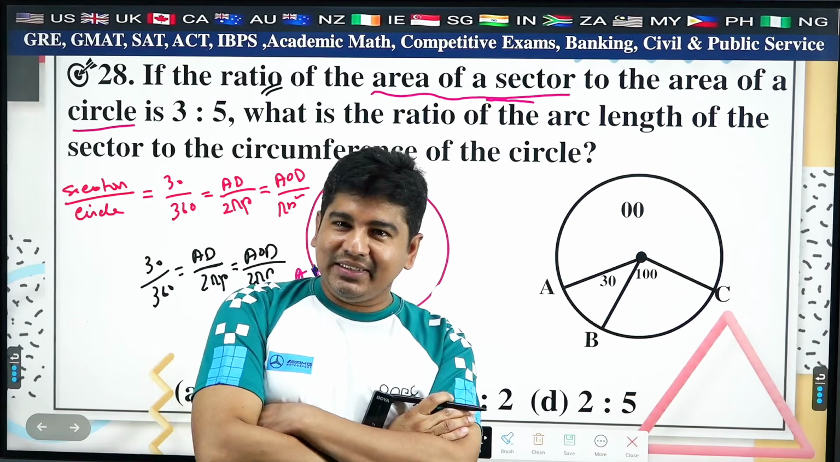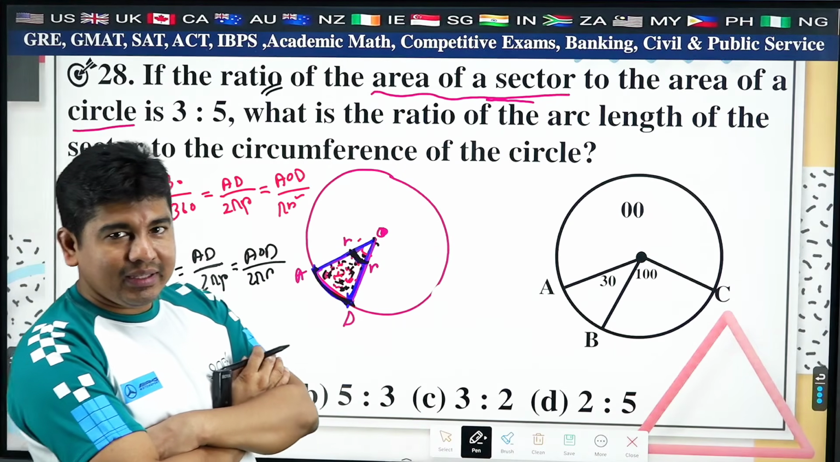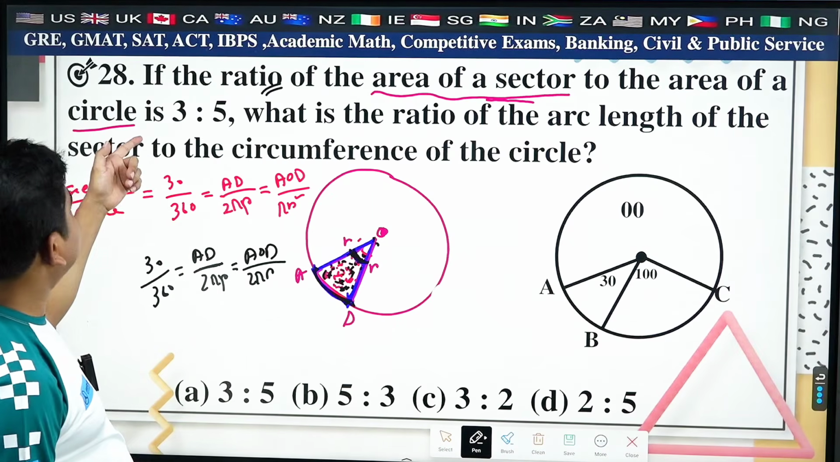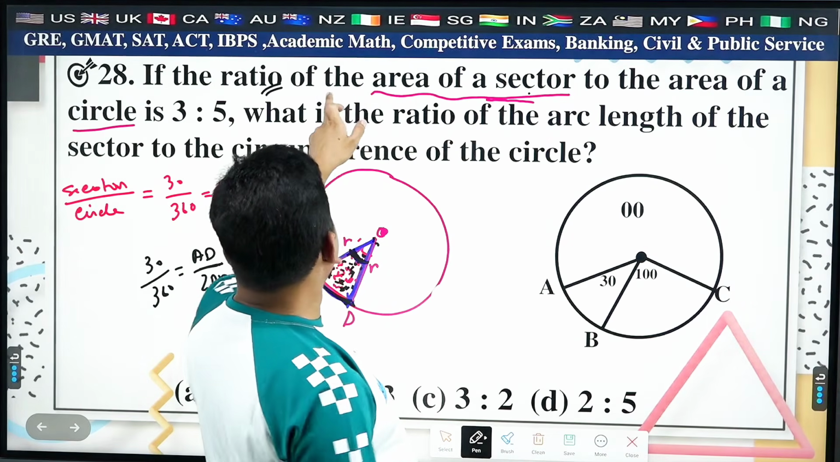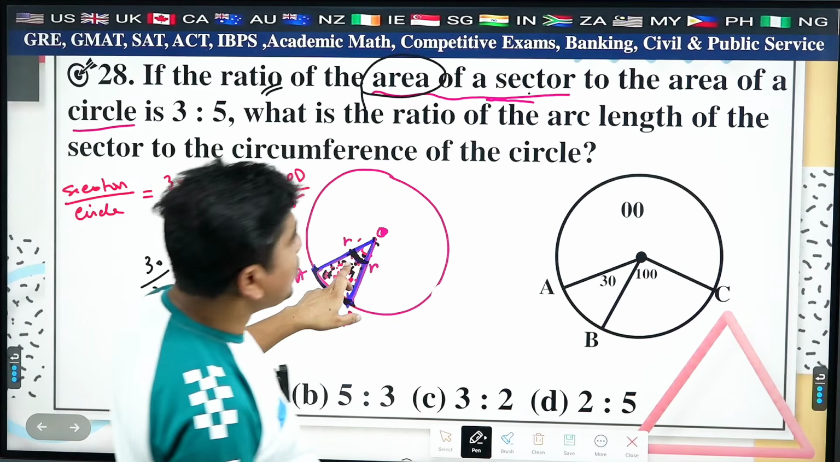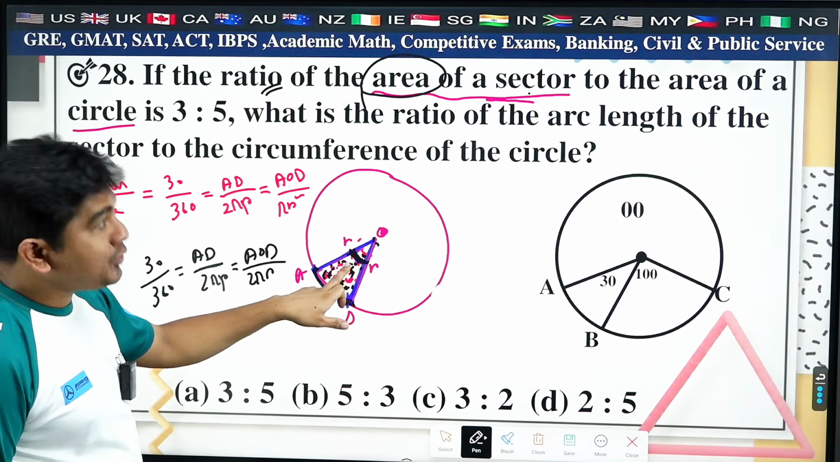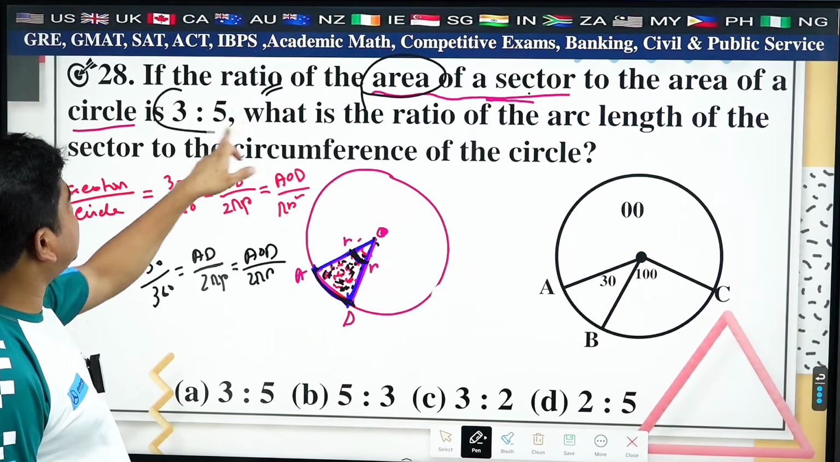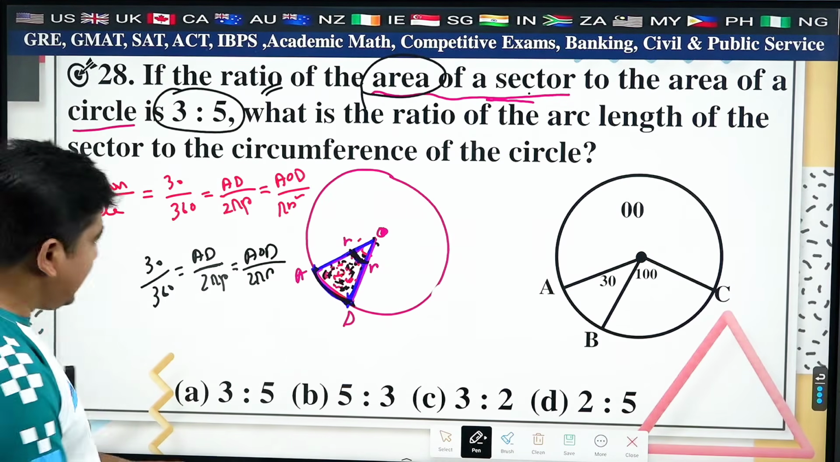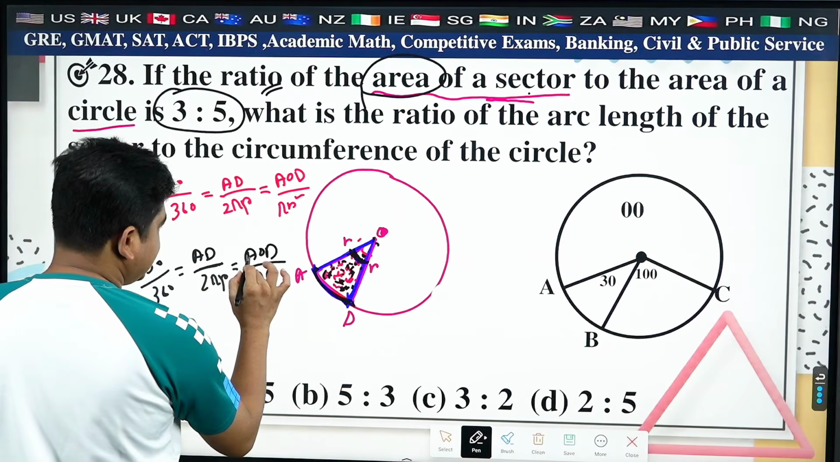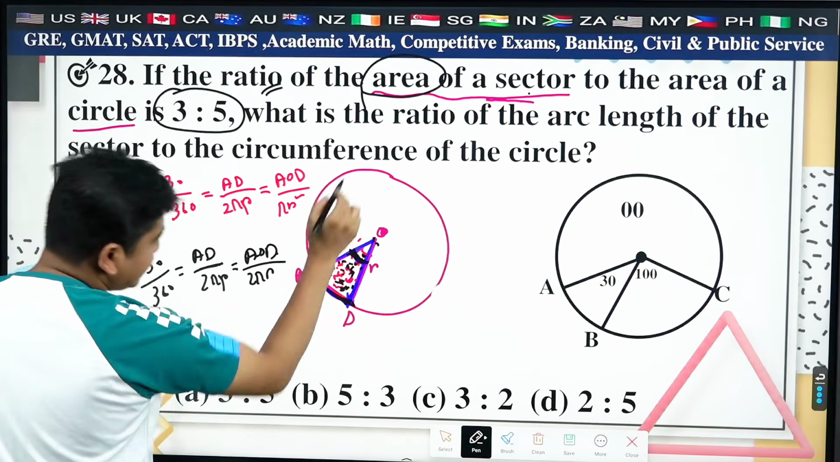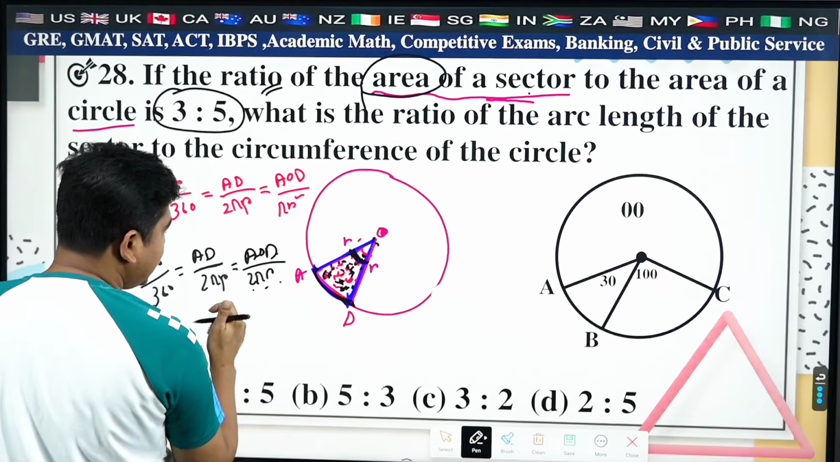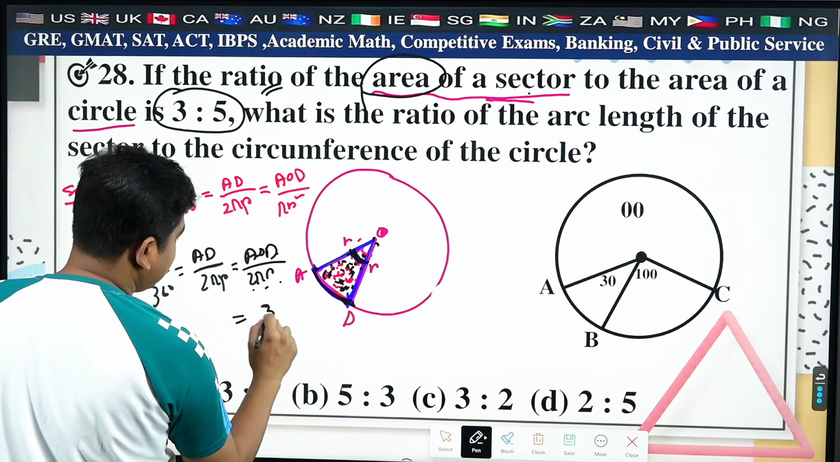Very interesting. Okay. So, the ratio of the area of the sector to the area of the circle is 3:5. Area of the sector, that means AOD, divided by area of the circle equals 3/5.